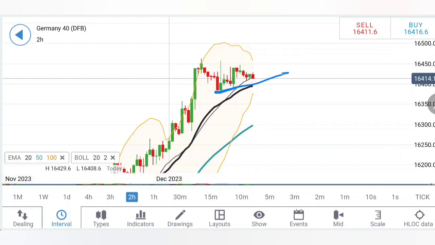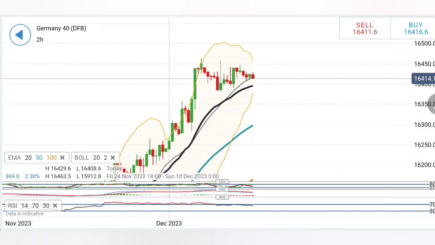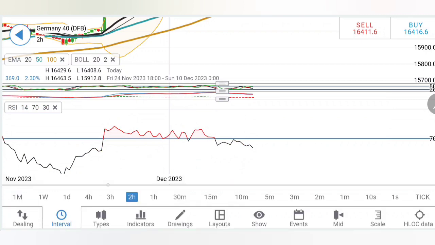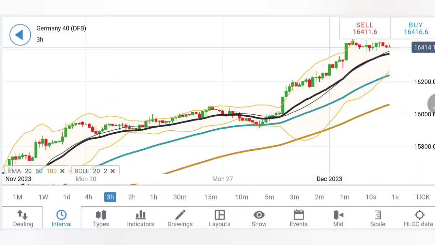Likewise on the 2-hour charts, right now it is in the zone of consolidation. After this, it is just forming a bullish flag. Wait for it to break below 16,380 levels in order to confirm further drop. Stochastic looking down, bearish. MACD has crossed over for a sell. RSI has also come out of the overbought zone.